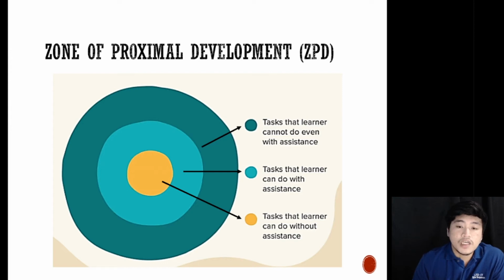So we have the most inner circle, which is the task that learners can do without assistance. Ito naman yung mga tasks na they are capable of doing without the assistance of other people. Ayan. So these are the three stages of the zone of proximal development.